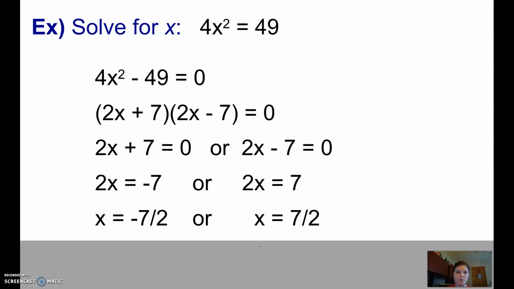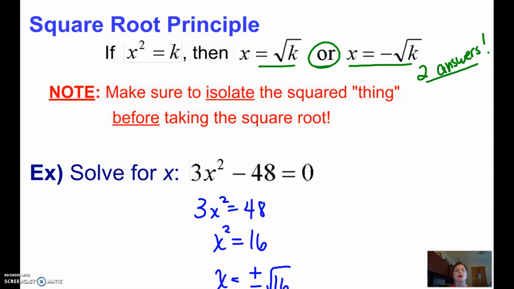All right, could I have solved this another way? Absolutely. We could have used something called the square root property or the square root principle. So if you have x squared equal to a number, that means x is equal to either the positive square root of that or the negative square root. We are going to get 2 answers, okay? It is important that whatever is being squared is isolated before you take that square root.